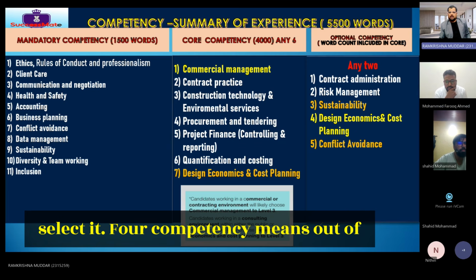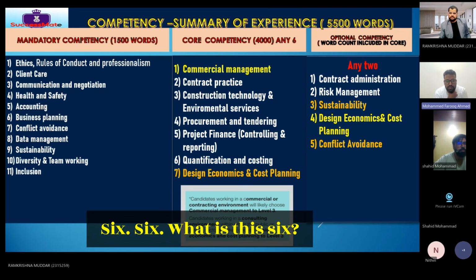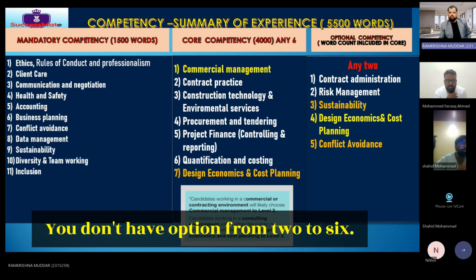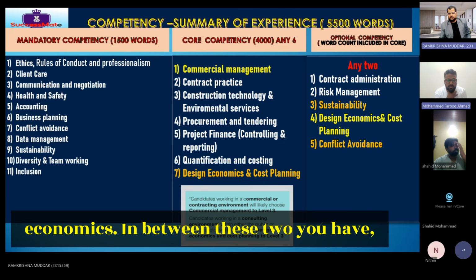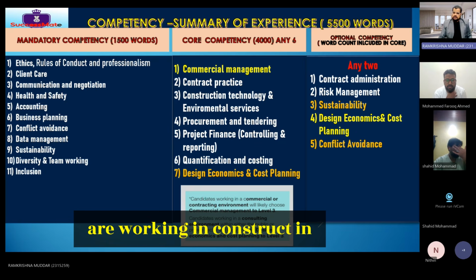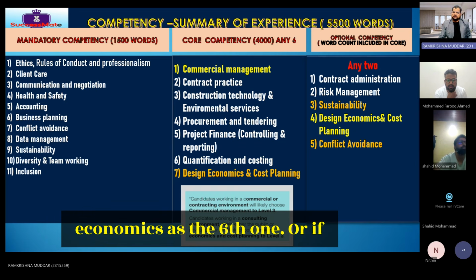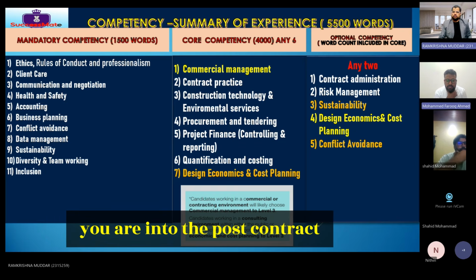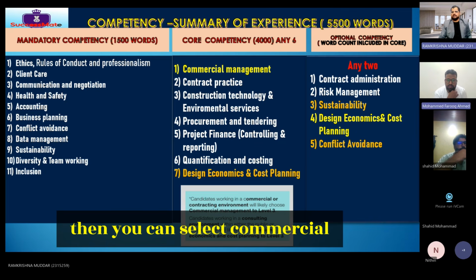Core competency means out of 7, you need to select only 6. What is this 6? You don't have option from 2 to 6. You need to select all of this, but only commercial management or design economics, between these two, you have to select only one. So if you are working in a consultant side, then you select design economics as the 6th one. Or if you are on the contractor side, then you can select commercial management.